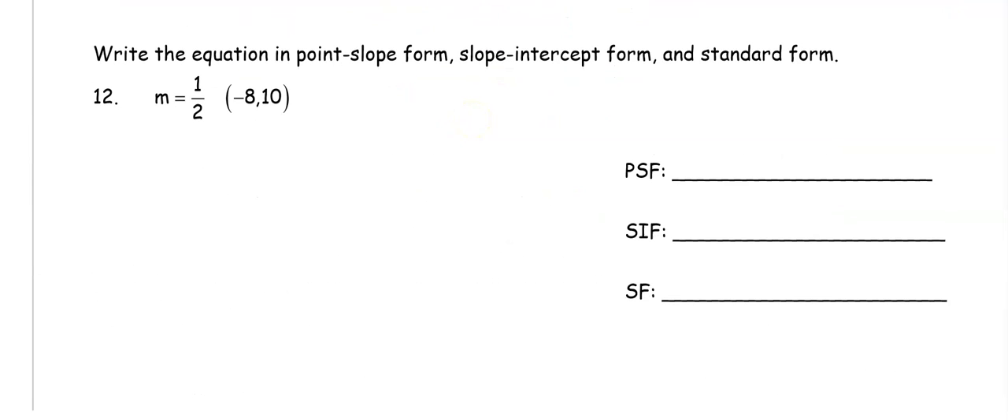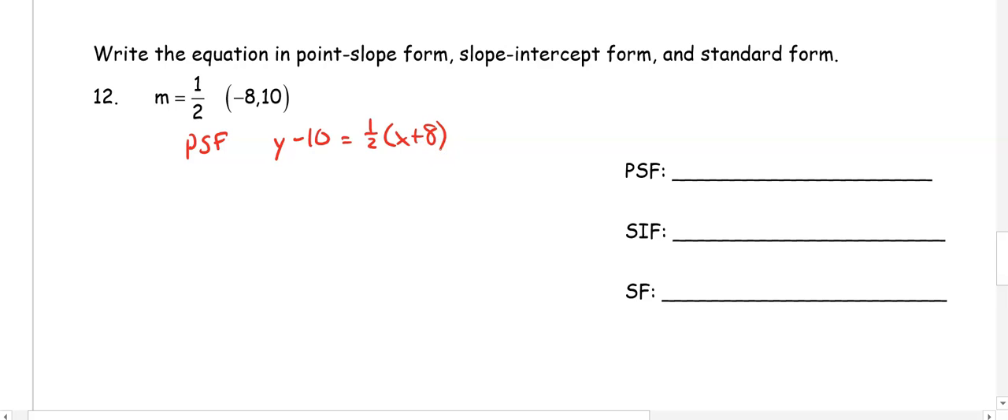Okay, so let's start this whole process with the slope of 1/2, and our point is negative 8, 10. So in point slope form, we would have y minus 10 equals 1/2 times x plus 8. Remember when we put our coordinates in, they switch their sign for point slope form. So I'm going to write that on the line over here.